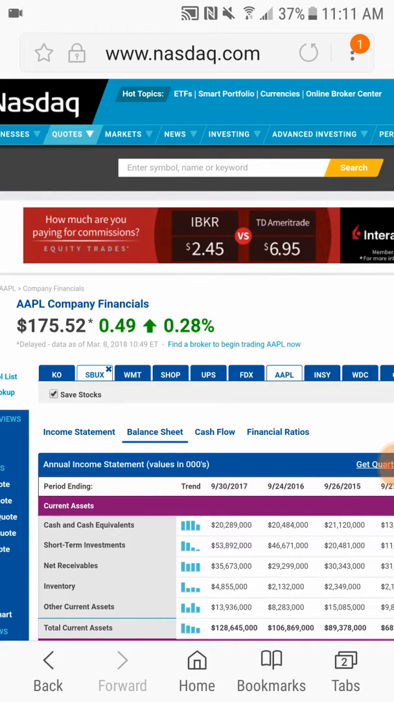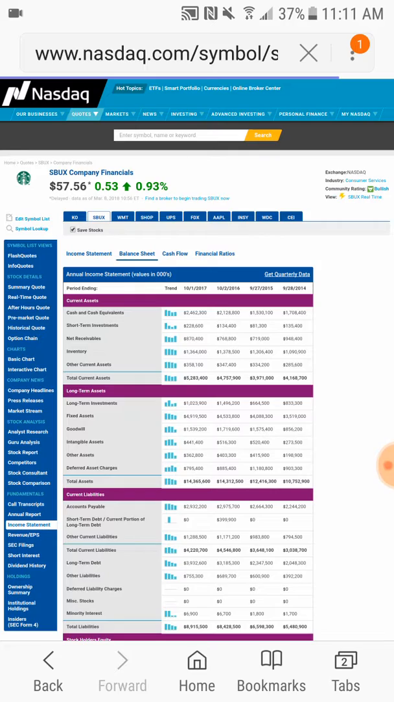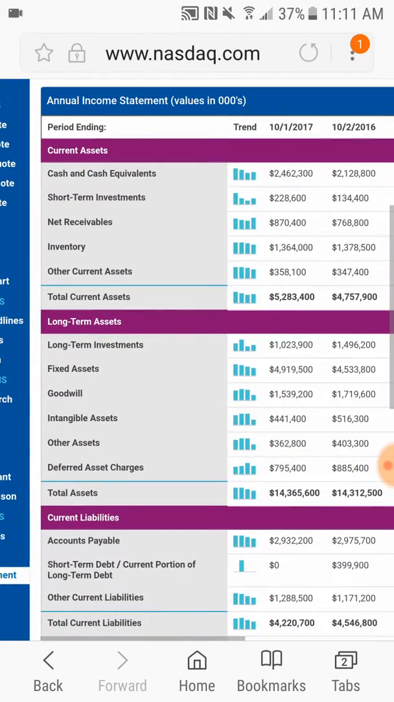Because now let's compare that to a different company. Let's go ahead and compare that to Starbucks. It's not even in the same sector, so it doesn't really matter. But say you were tossed up about which company you should invest in. You want to take a look at their balance sheets. You want to see how they're doing.